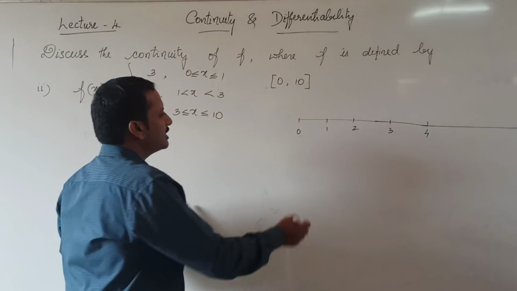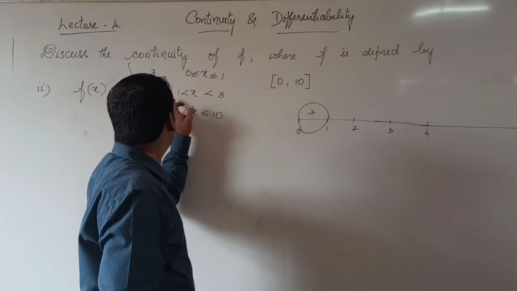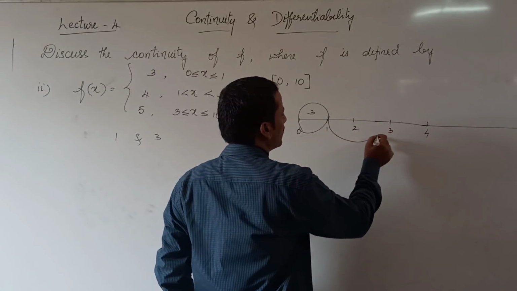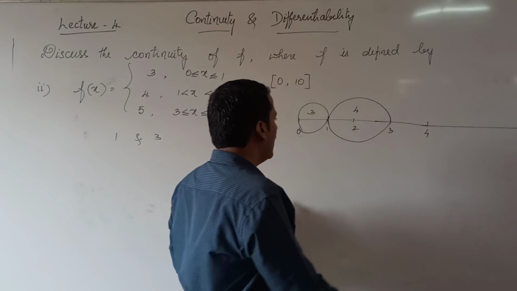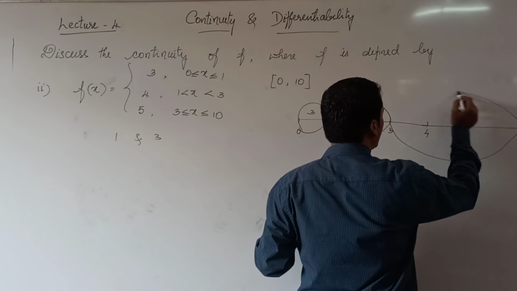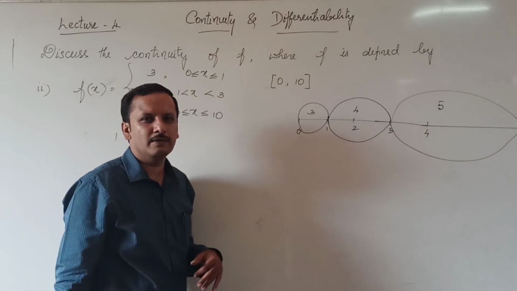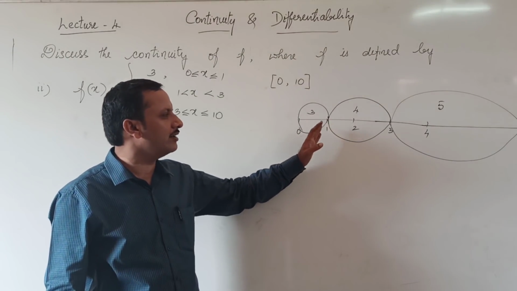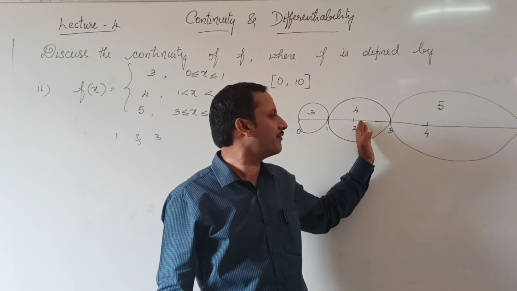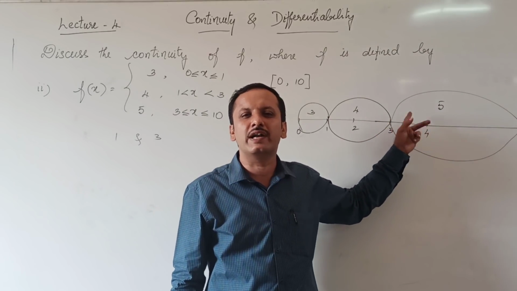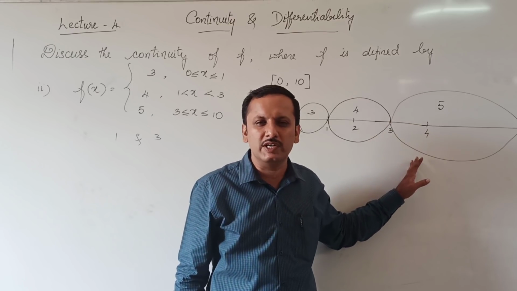From 0 to 1 it is defined as 3. From 1 to 3 it is defined as 4. And from 3 to 10 it is defined as 5. So to the left side of 1 and to the right side of 1 the function is defined in two different ways. Similarly, to the left side of 3 and to the right side of 3 the function is defined in two different ways. So these two may be the points of discontinuity.